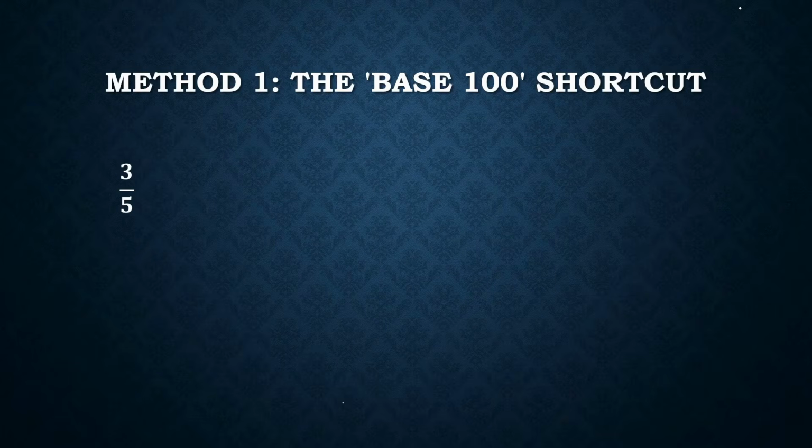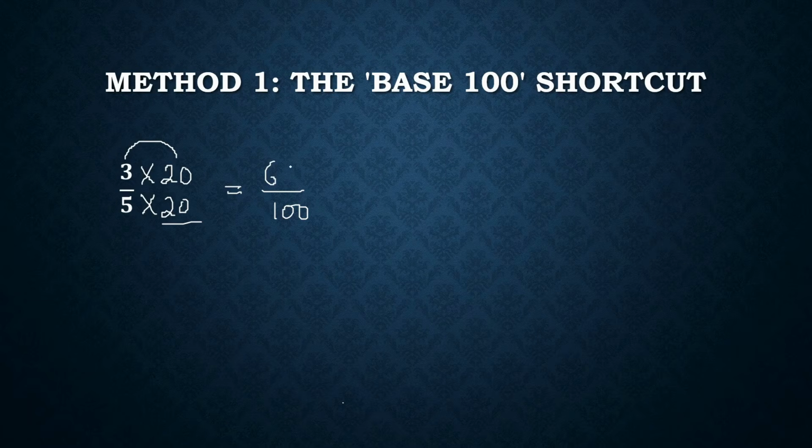First method is the base 100 shortcut. Always remember, to convert any fraction to a percentage, we should have a denominator as 100. So in this fraction, we want the denominator to be converted as 100. To figure out, we have to think what we should multiply with 5 to get 100. Since we know that 5 times 20 is 100, the same number needs to be multiplied with the numerator also. 3 times 20 becomes 60, so it will be 60 by 100, which can be easily written as 60 percentage.